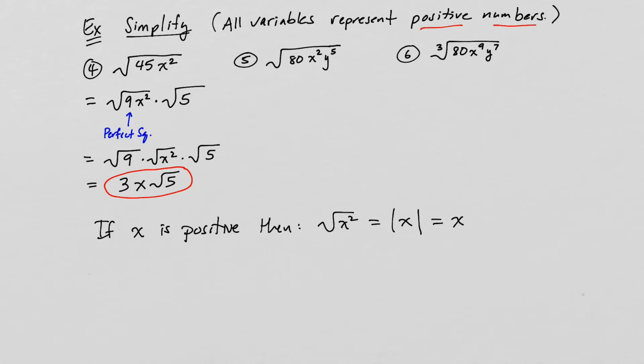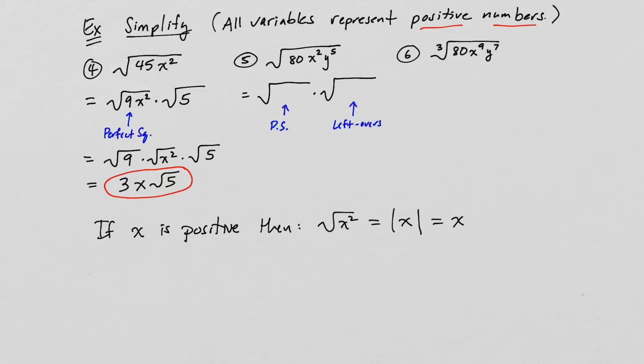In the second example, it's very similar. We have the square root of 80x squared y to the 5th. What we need to do here is break this down into the product of two radicals. We're going to want our perfect square in here, and the other radical, by the way, is what I sometimes call the leftovers. Okay? So what do you multiply to get 80?